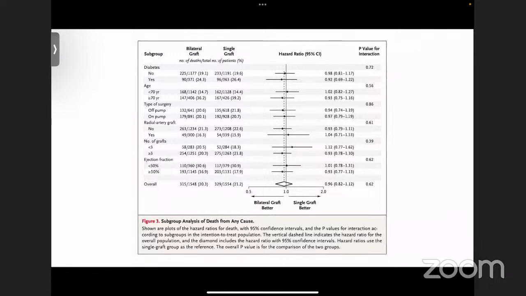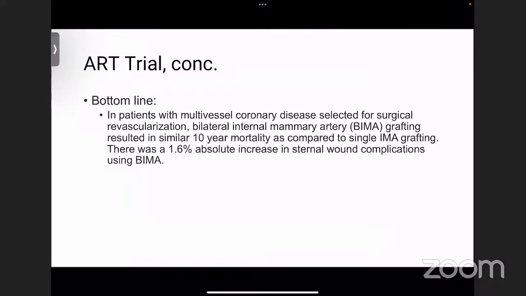Over here we have a forest plot showing the subgroup analysis. They didn't find anything significant there either. So that wrapped that one up. The bottom line was that the BIMA and the SIMA had similar results at 10 years, and there was a 1.6% absolute increase in sternal wound complications using the BIMA.